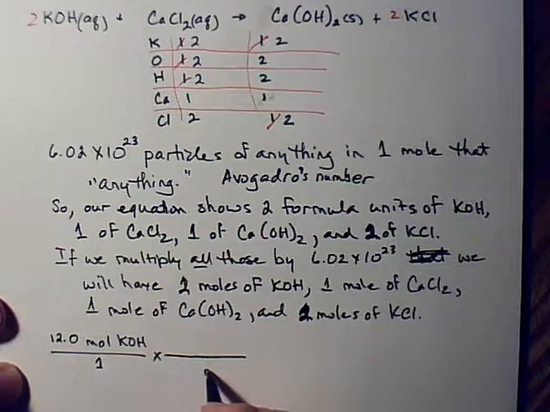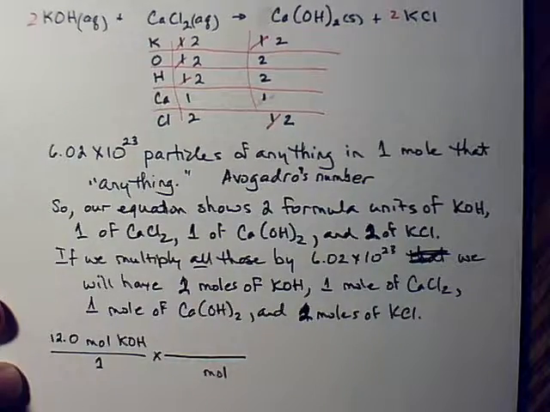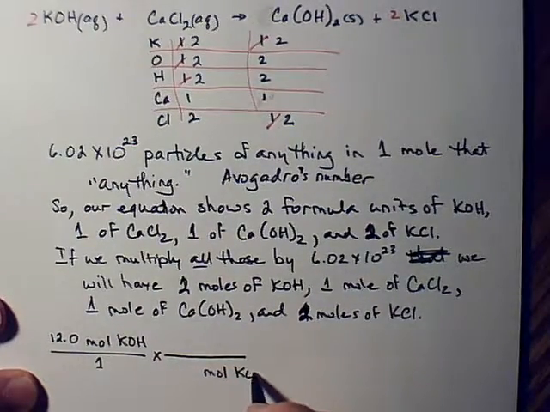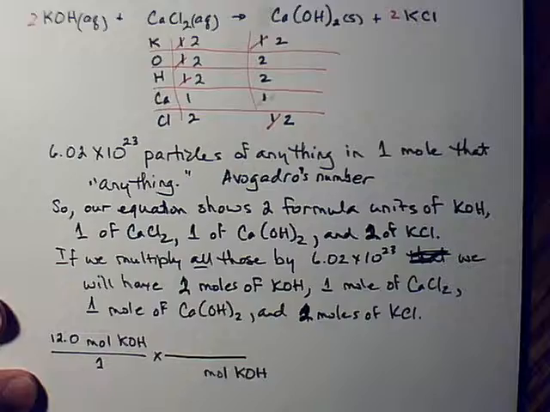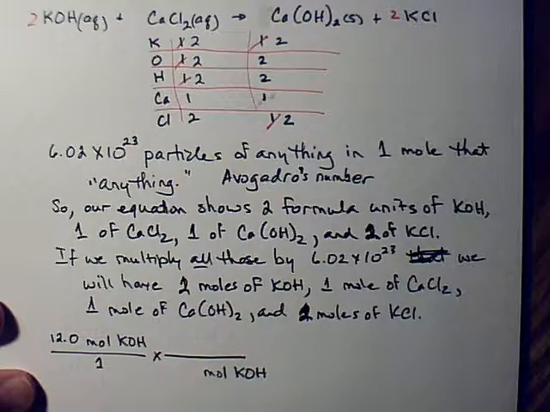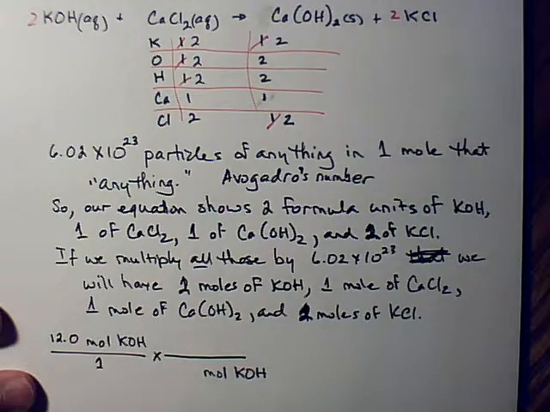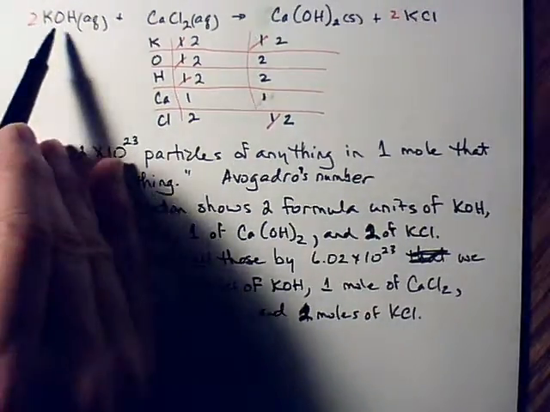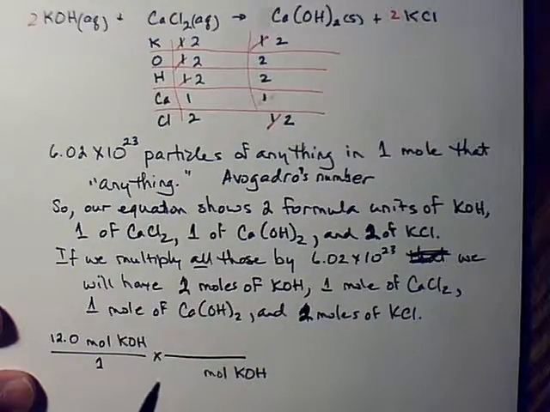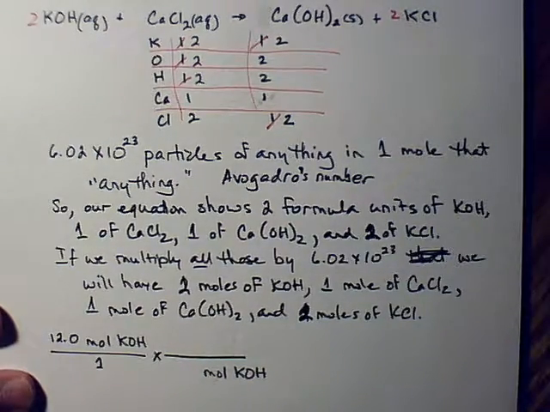I need moles on the bottom. Moles of what? KOH. There you go. Okay, and how many moles of KOH do I have in the balanced equation? Yes, 2 moles right there. That number, that coefficient, which up to now meant 2 formula units, but now we're going to say it's equal to 2 moles because we're multiplying all the formula units by Avogadro's number.